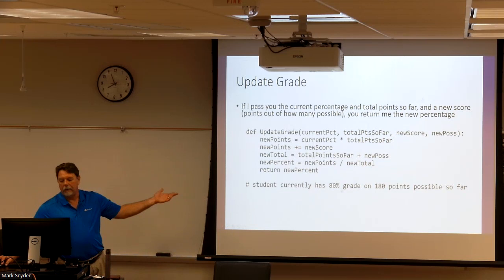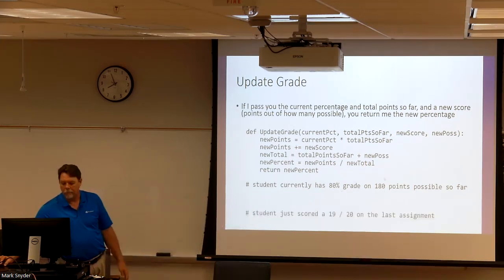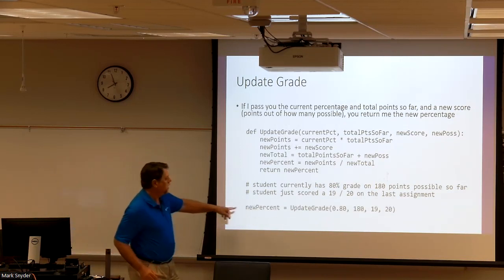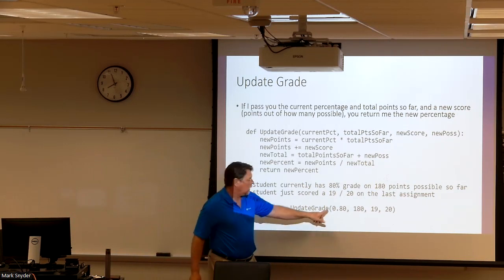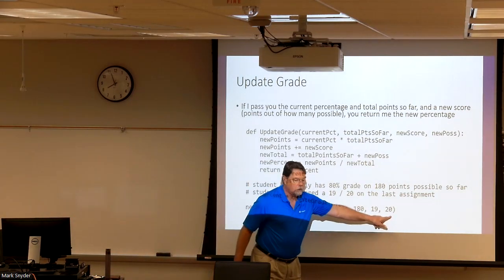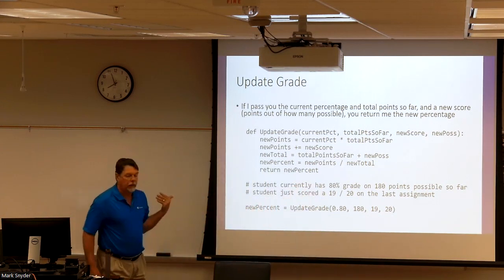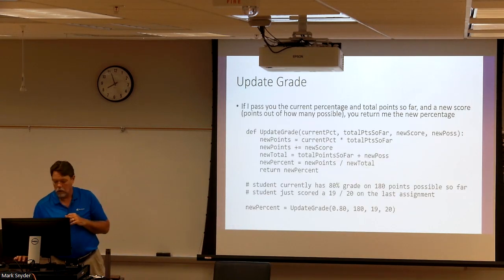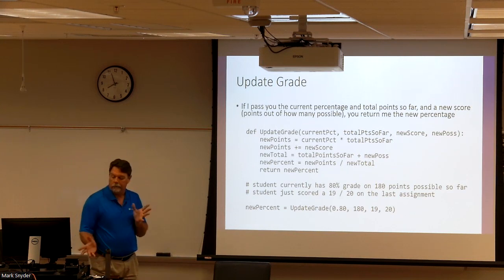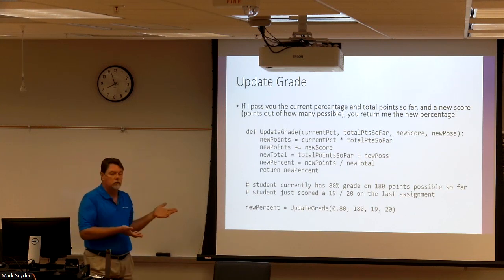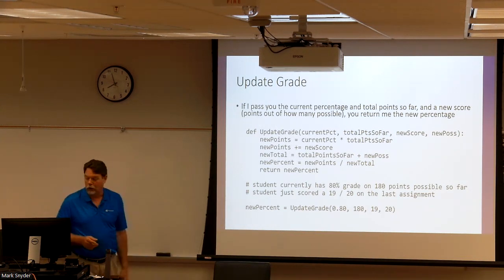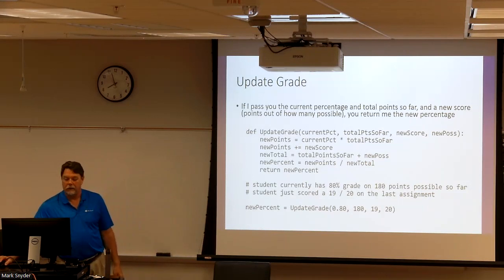So let's say they currently have an 80% grade. There's 100 points been possible so far, and they just got 19 out of 20 on the last assignment. So I'm going to call the update grade function with 0.80, 180, 19, and 20. So I fulfilled my contract, and they need to give me back the new decimal value. Oops. Yeah. I don't remember what the value is. I did the math, but I didn't put it on my slide. But you can do that, I'm sure. Copy and paste it, type it into Thonny or whatever, and you can see it.